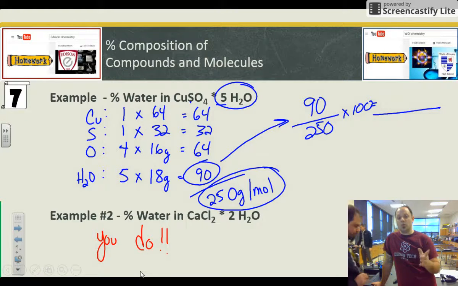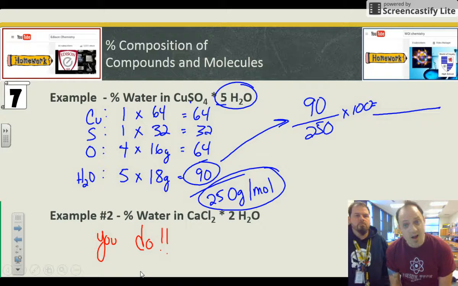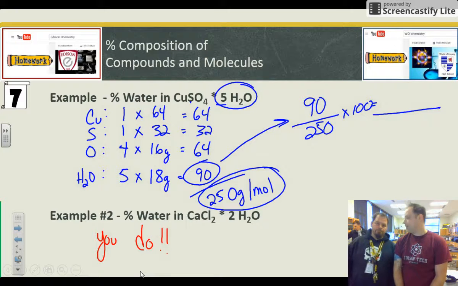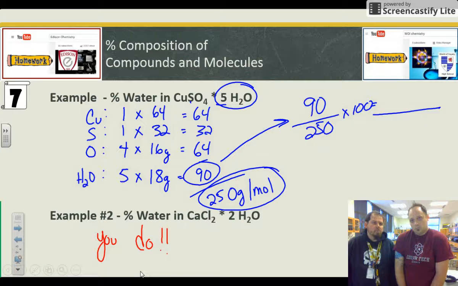But this time you're going to do 2 times 18 instead of 5 for the part that's due to the water. And don't forget, we already did calculate water. It's one to remember. It's 18 grams per mole. You don't have to recalculate.